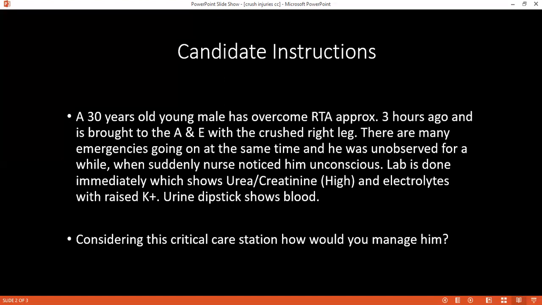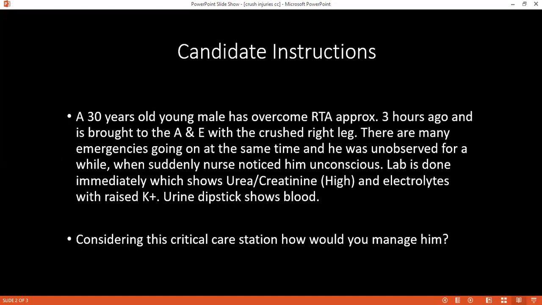I will try to stop that, as the patient has a crushed right leg. I will immobilize the patient's right leg and elevate it to stop any external hemorrhage. I will also give a pressure bandage as well, and I will check if there are any signs and symptoms of compartment syndrome present or not.